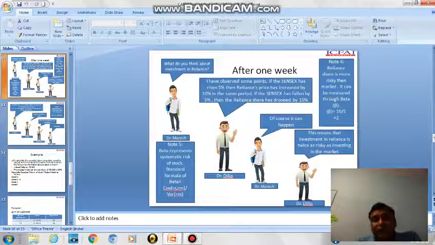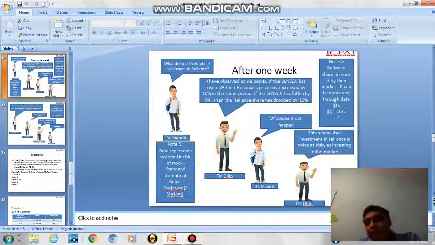In this slide, I would like to focus on one more note, that is note 4. In note 4 you can see, as per observation of Dr. Dilip, the Reliance share is more risky than the market. Okay, it can be measured through the beta. Normally we use beta to measure the systematic risk. It measures the volatility of a particular share in relation to the market.